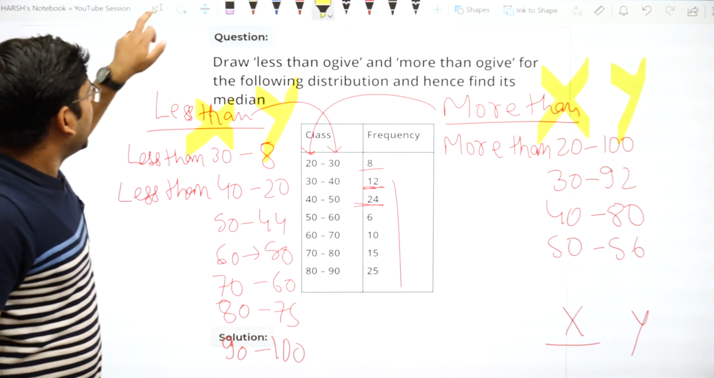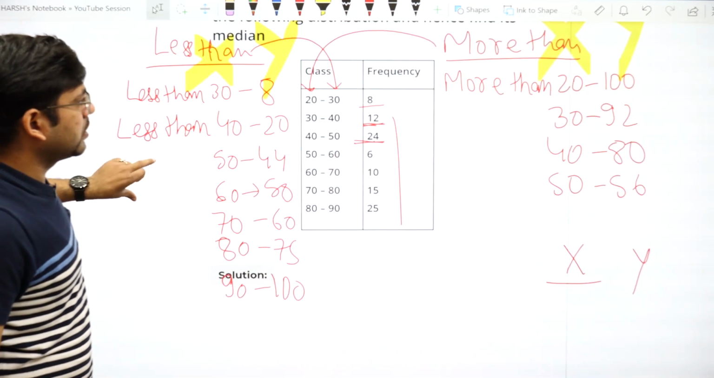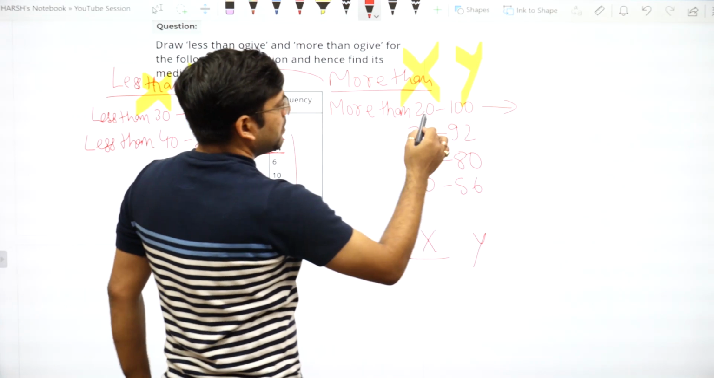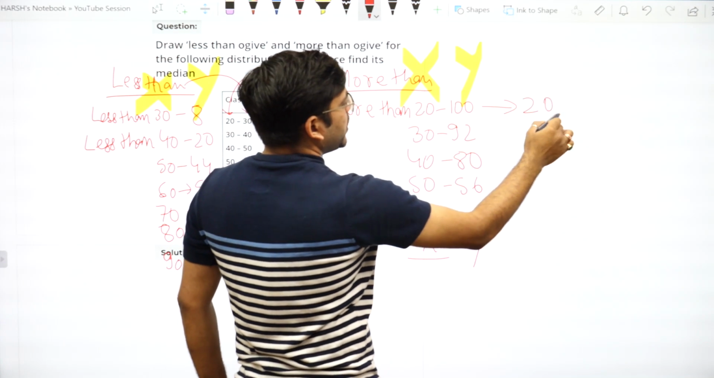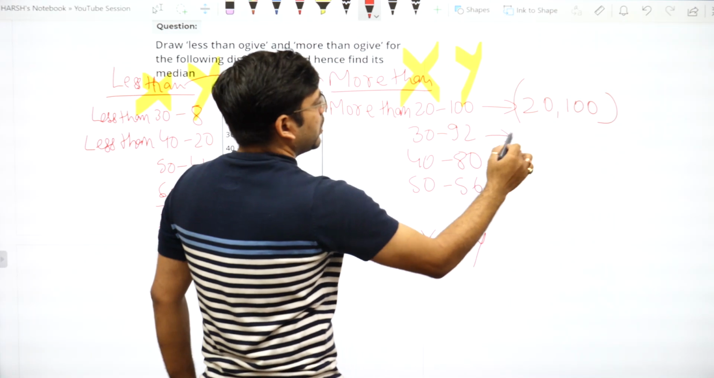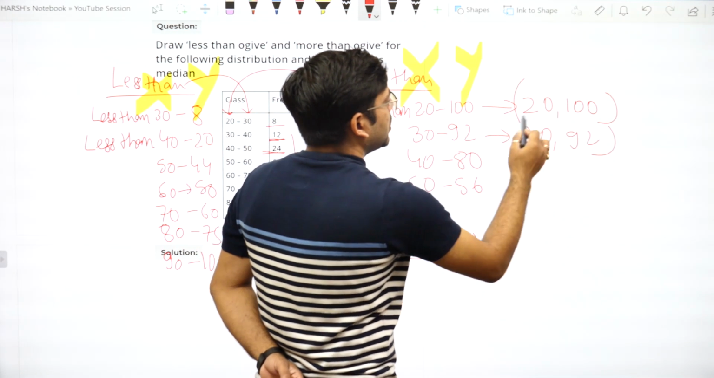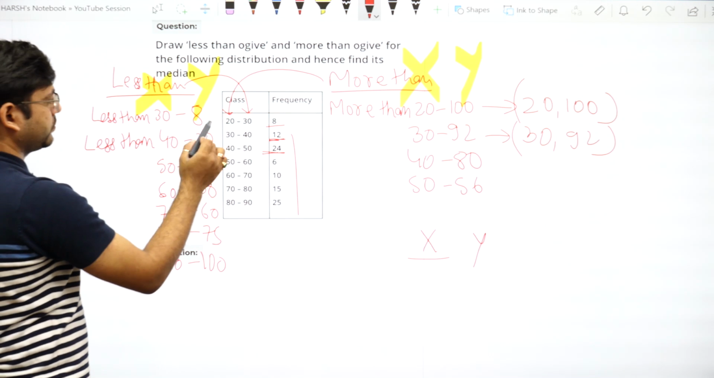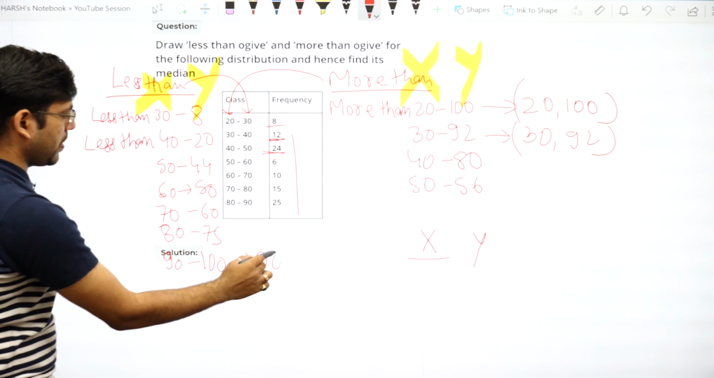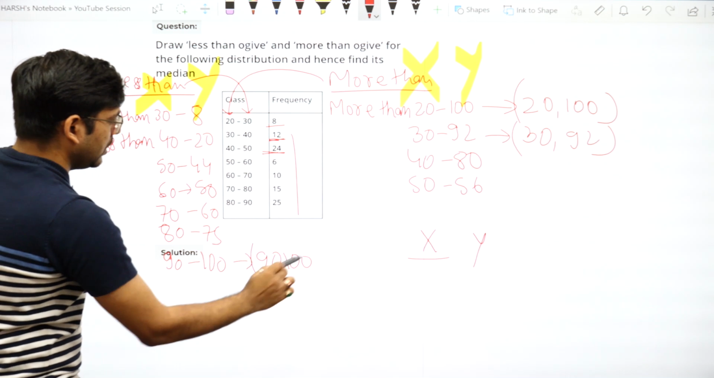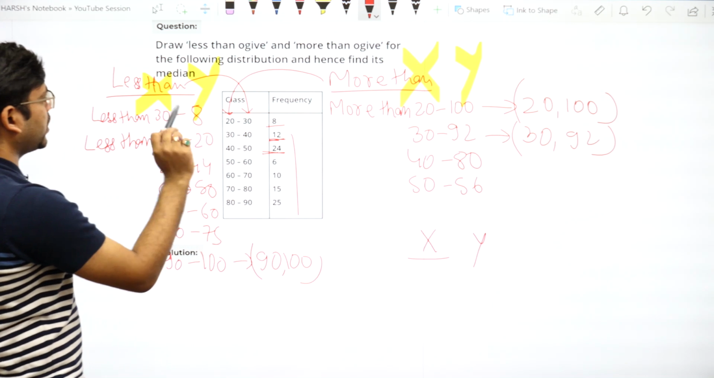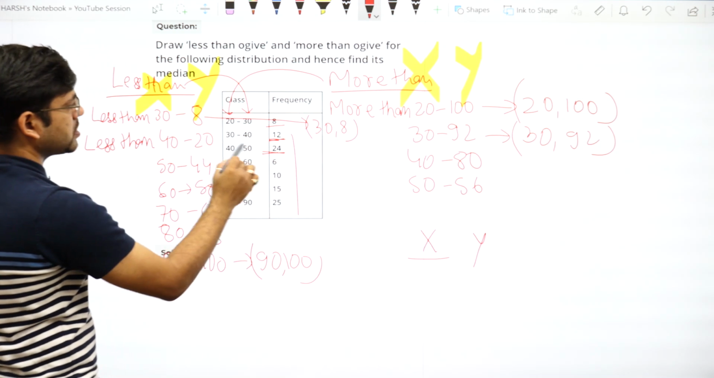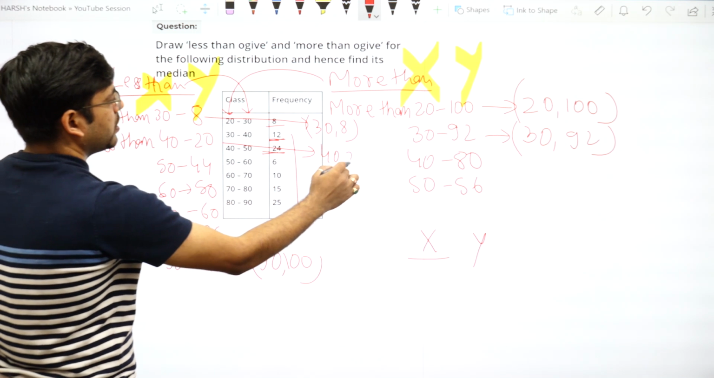Now, I'll tell you how to solve this. Say for example, the x coordinate here, the point would be 20, 0, 20, 100. Here it will be 30, 92 and so on. Similarly here it would be 30, 8. Write down here 90, 100. This would be 30, 8. So where shall I write? I'll write it here. This is 30, 8. This is 40, 20, isn't it?